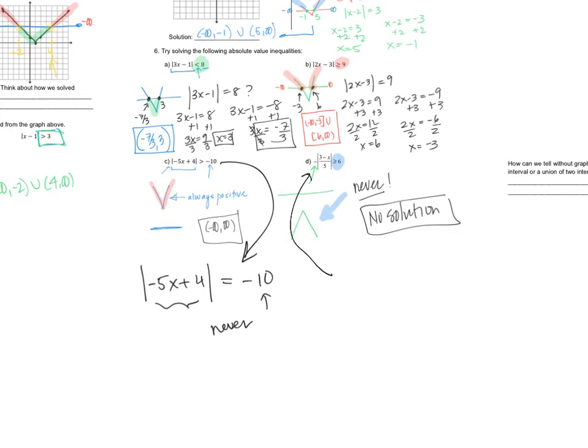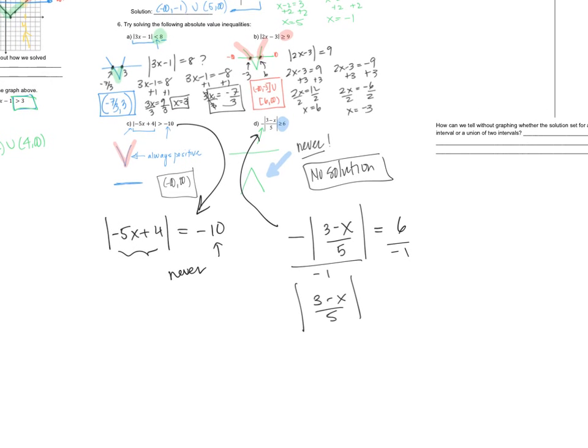Similar to over here, if I put a negative in the front there, I have 3 minus x over 5. If that is equal to 6, I would divide by -1, and we have 3 minus x over 5 equals -6. Again, this can never happen. We're never equal to it. So then you have to just figure out, are you living always above or always below, which is what we have seen.